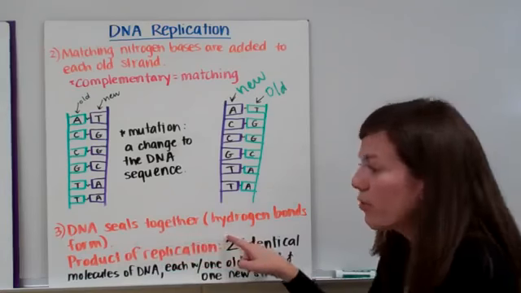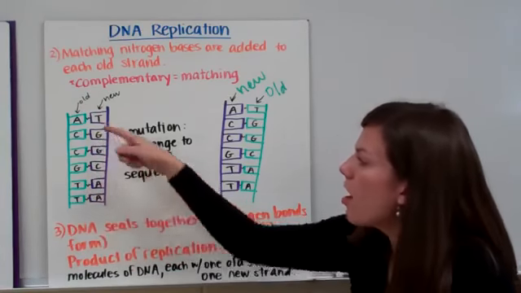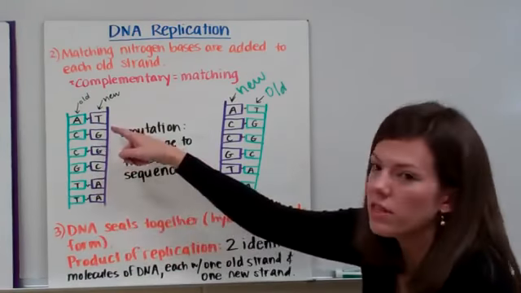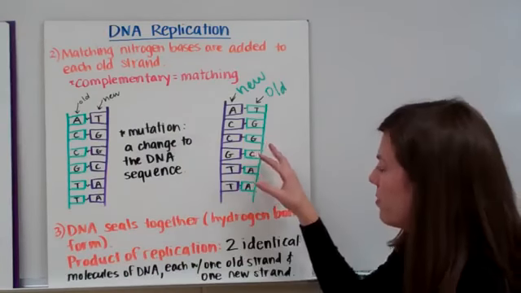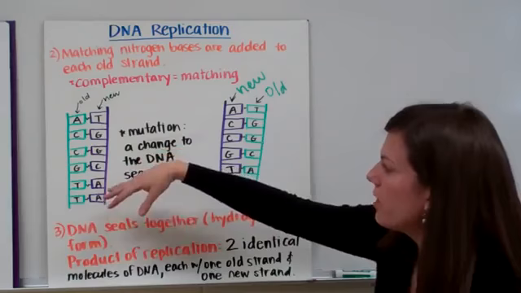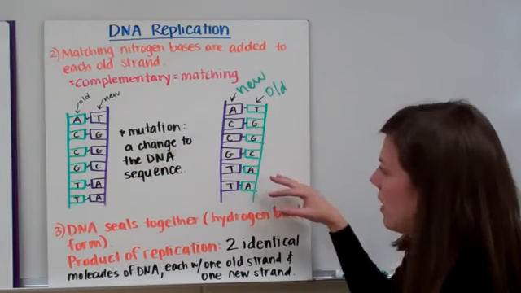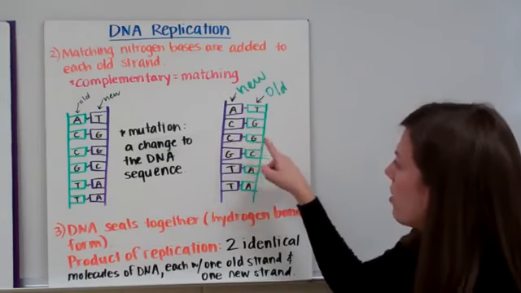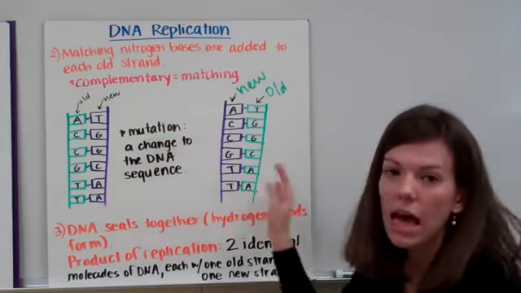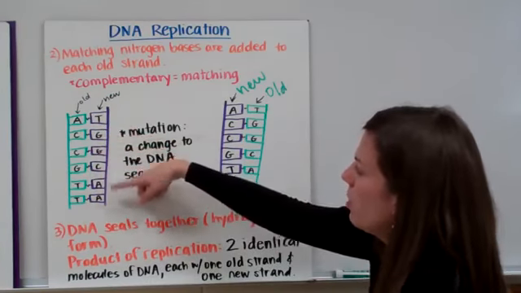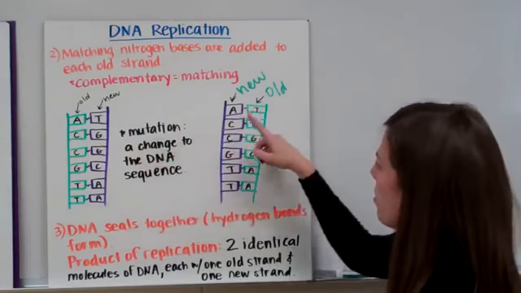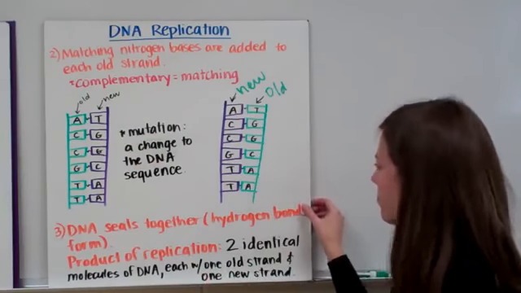After we've brought in our new nitrogen bases to each side, the DNA is going to seal back together. If you'll remember, hydrogen bonds are the bonds that seal our two strands of DNA together. And our product of replication is two identical molecules of DNA. So we have one molecule of DNA here and one molecule of DNA here, and they're identical. If you look at the letters or the nitrogen bases, they're exactly the same. But they both have one old strand and one new strand. So you see old and new and old, but they're identical.